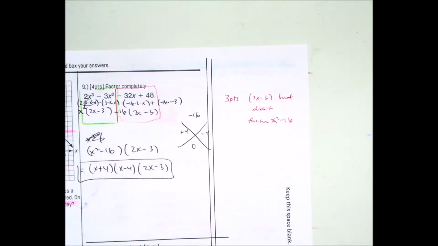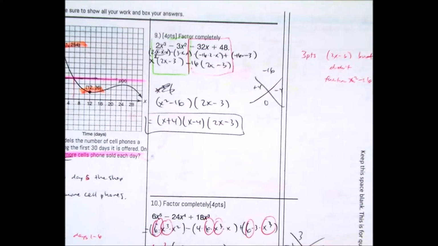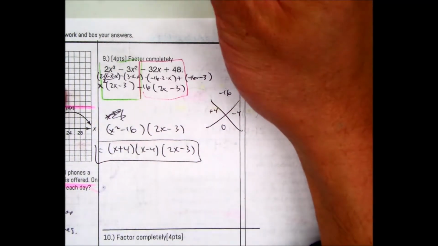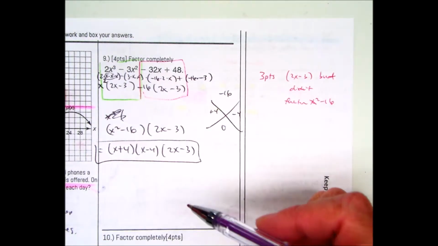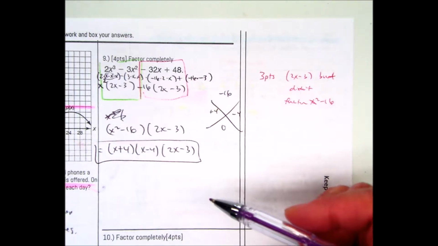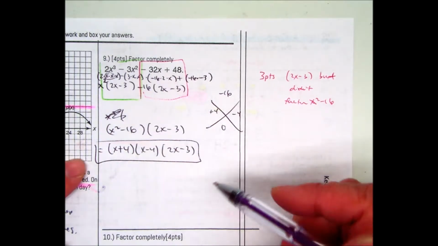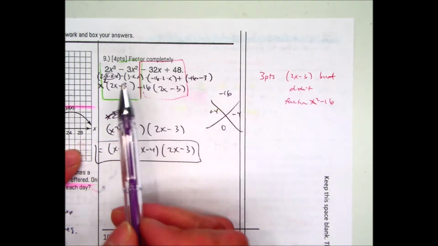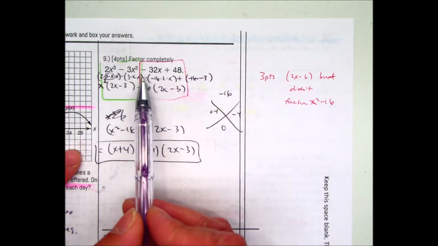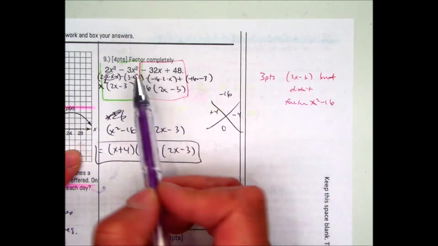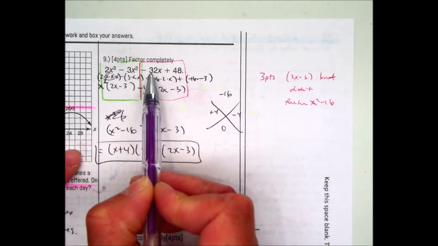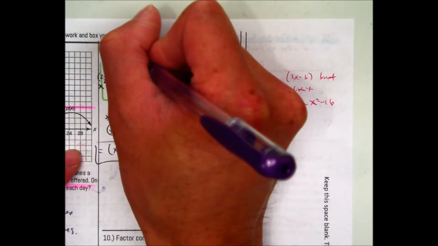Question number 9. Factor completely. It's interesting, some students had correct answers but no work. You can do the problems without work, but hopefully they weren't working by looking at their eyes and looking around the room. 2x to the third minus 3x squared minus 32x plus 48. You should count the number of terms. Class, count with me. Ready, set, go. 4 is what?